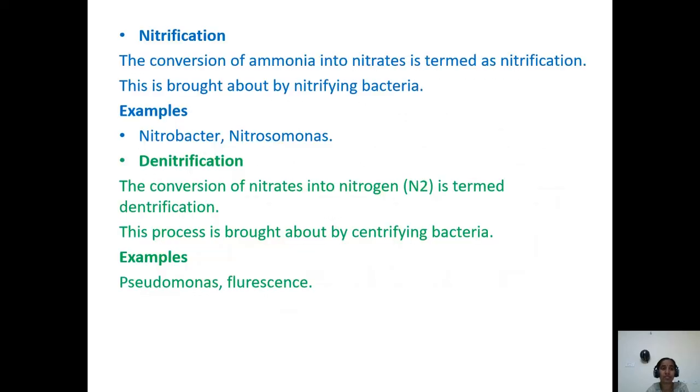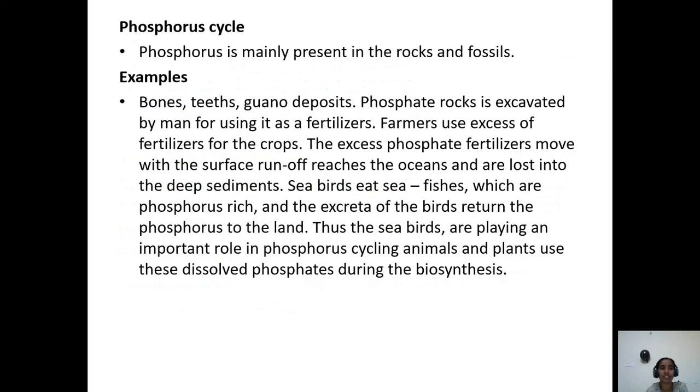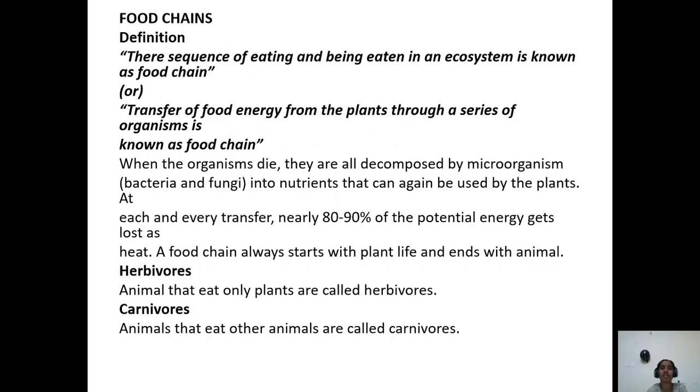So this is the nitrogen cycle, nitrification and denitrification, and the phosphorus cycle. Now a very important topic in the ecosystem: the food chain. The sequence of eating and being eaten in an ecosystem is called a food chain. Transfer of food energy from plants through a series of organisms is called a food chain.